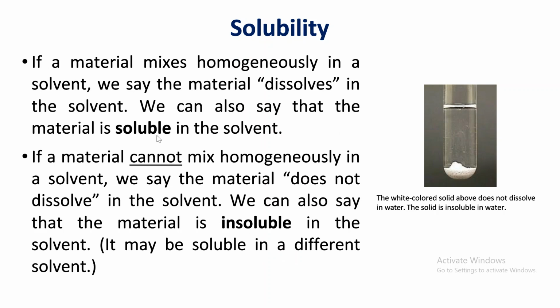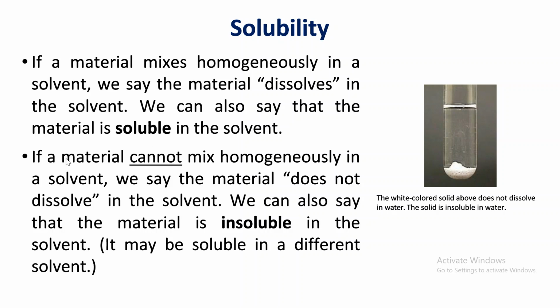So if a material mixes homogeneously, which means it mixes evenly in a solvent, we say that the material dissolves in the solvent, and the definition is soluble. So can you think of any substances that if you put in water will be able to dissolve? And the answer could be salt, table salt. If you take salt and you dissolve it in water and you mix it, it will dissolve. So we say salt is soluble.